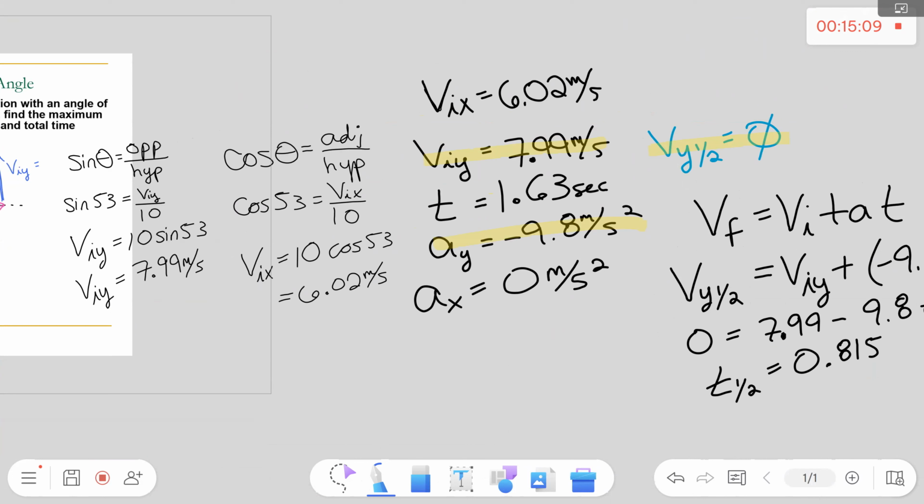What are we looking for again? What's the big question to look for? How high it went versus how far it went? What's up, Reese? Got something different. You got something different. What'd you get? For time at 1/2, I got 0.925.